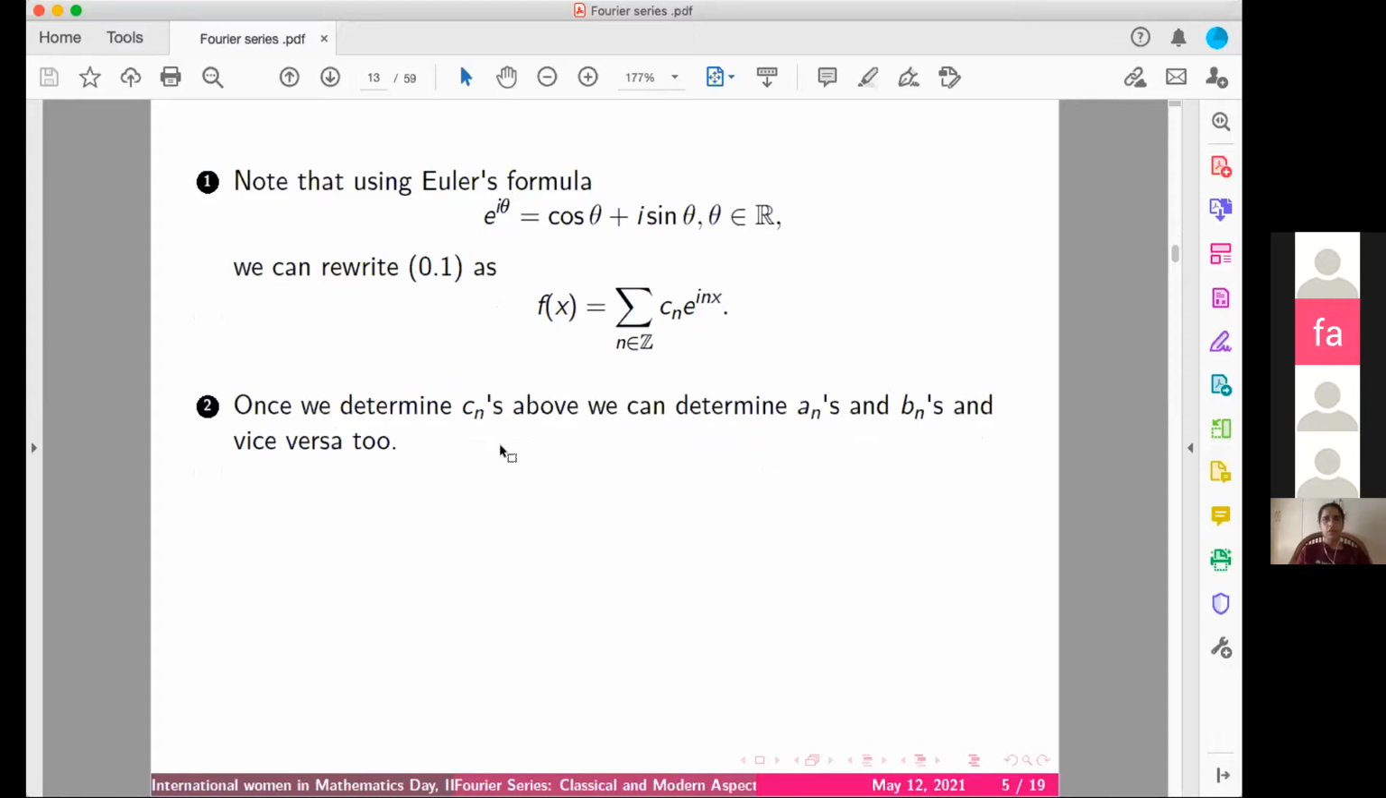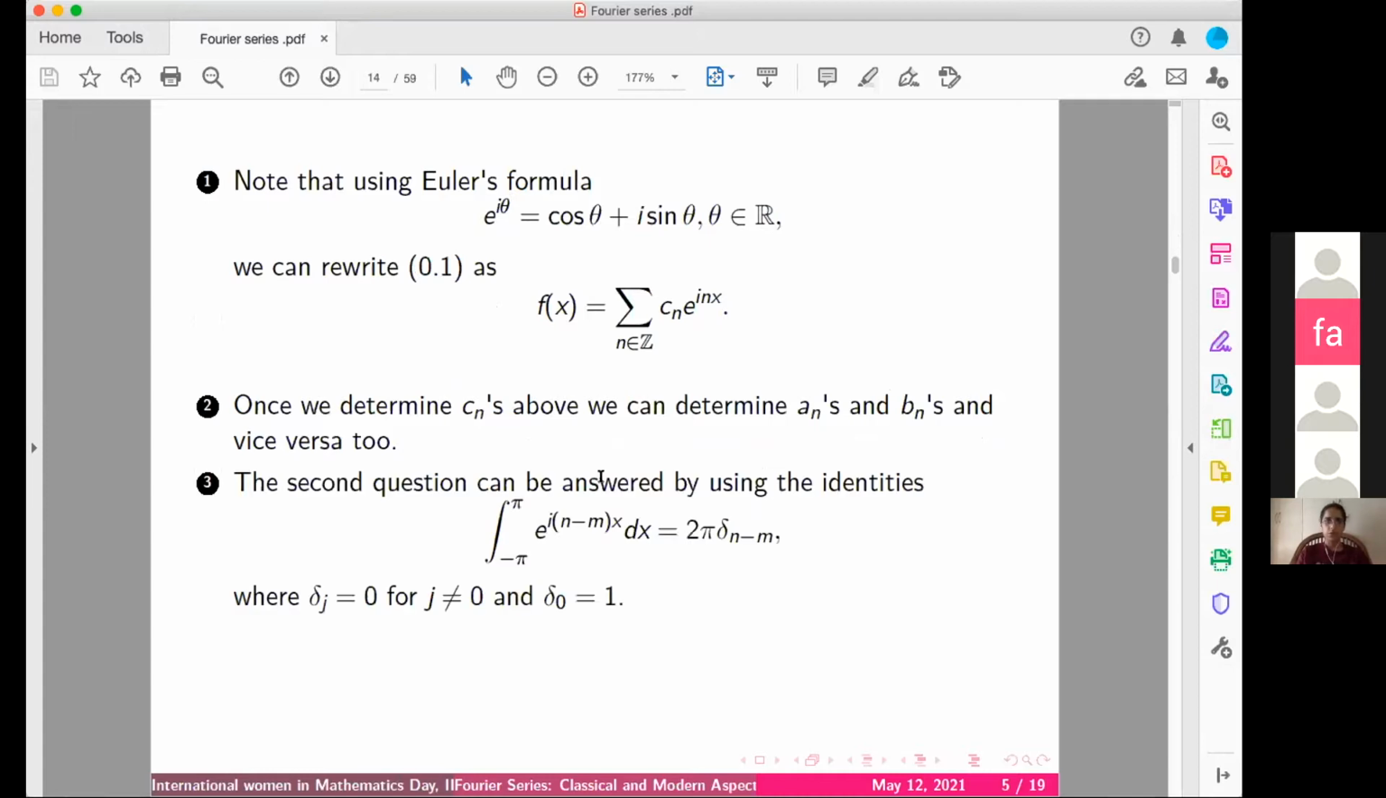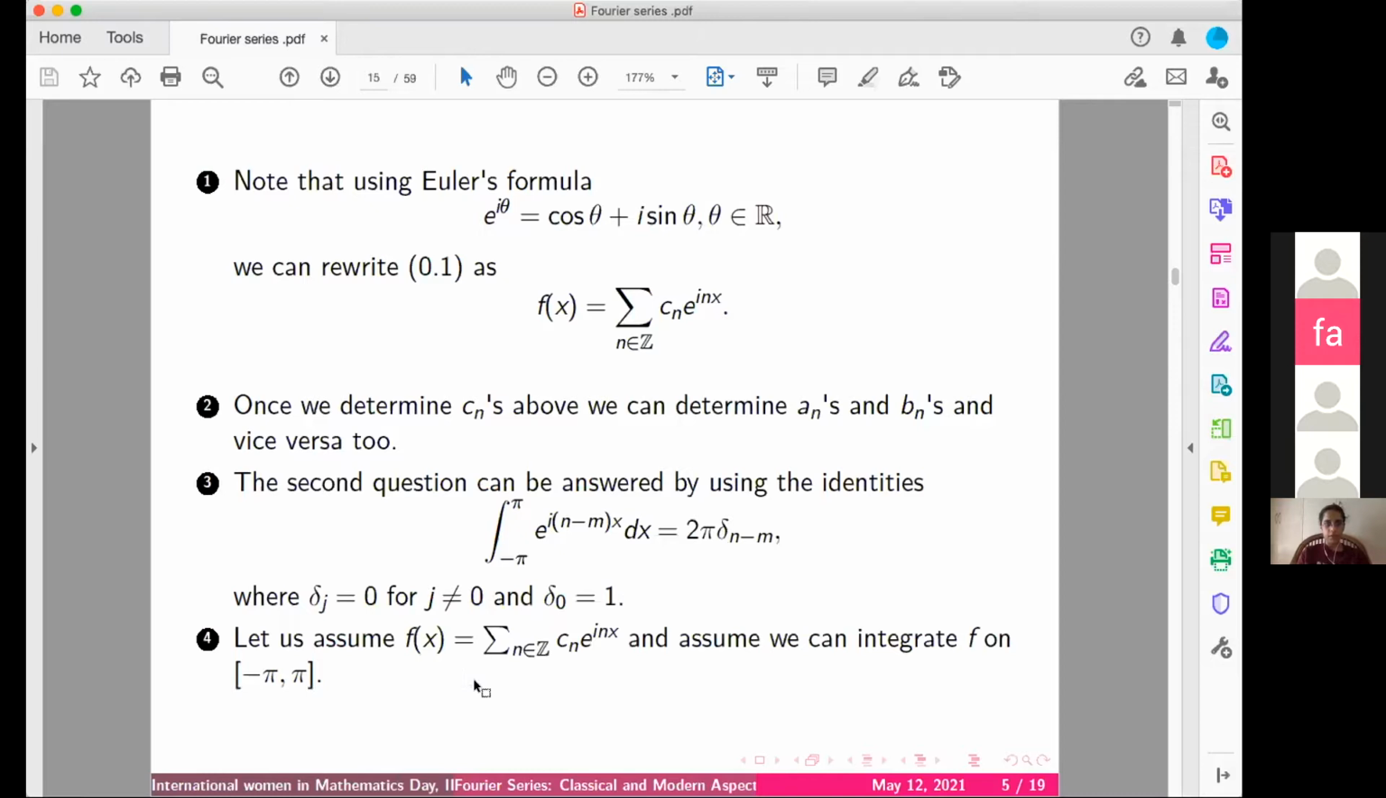So once we determine these Cn's, we can determine An's and Bn's and vice versa too. So we just stick with this sort of expression. And then, these exponentials satisfy a very nice orthogonality relation, if you take e to the i n minus... so this I think everyone must have done in their higher secondary class.